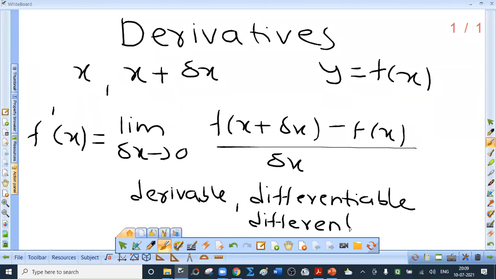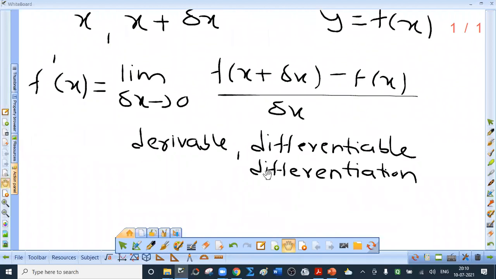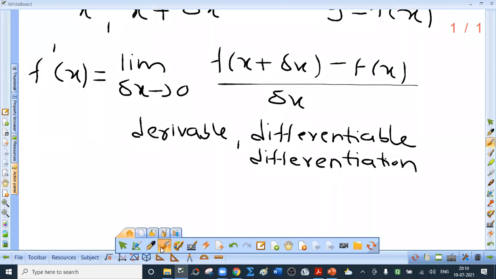Differentiation, D-I-F-F-E-R-E-N-T-I-A-T-I-O-N. So what is differentiation? It is the process of obtaining the derivative of a function. Now this is also called derivative from the first principle. Finding the derivative using this method is called derivative from the first principle.